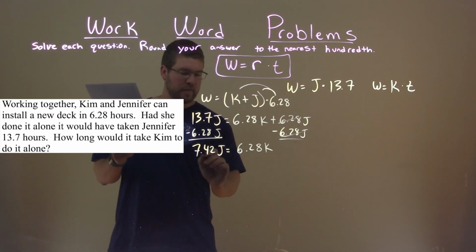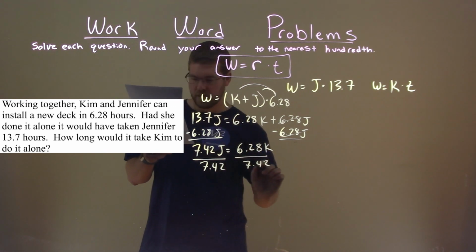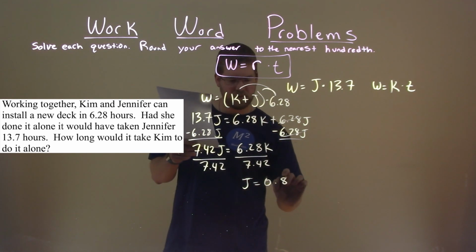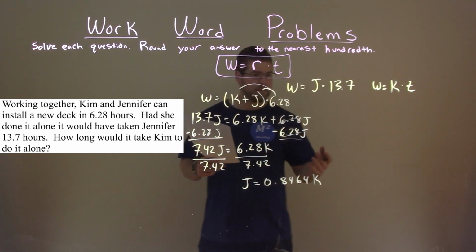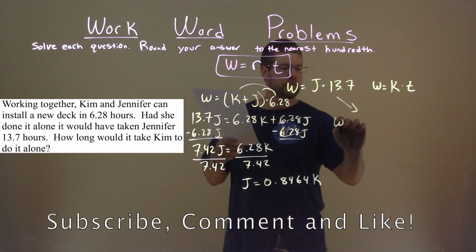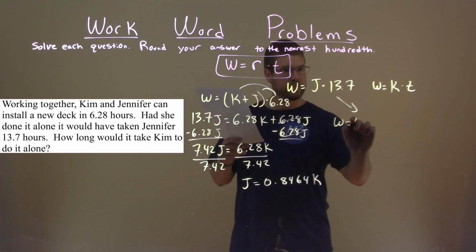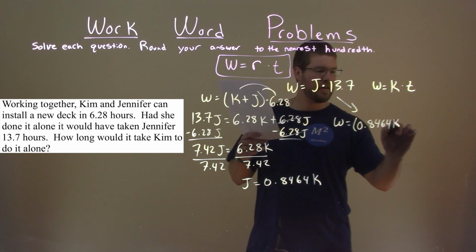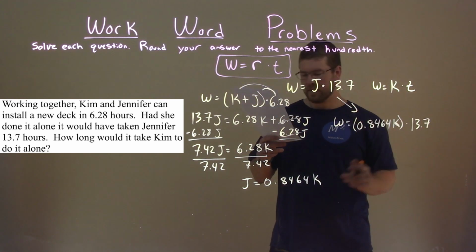And now I'm going to get J by itself. So divide both sides by 7.42. And we have J is equal to 0.8464K. So how does that help us here? Well, notice our formula for the work for Jennifer. Instead of J, Jennifer's work rate, we can write it in terms of Kim's work rate, which is 0.8464 times K, Kim's work rate. That's equal to Jennifer's work rate times the 13.7 hours.